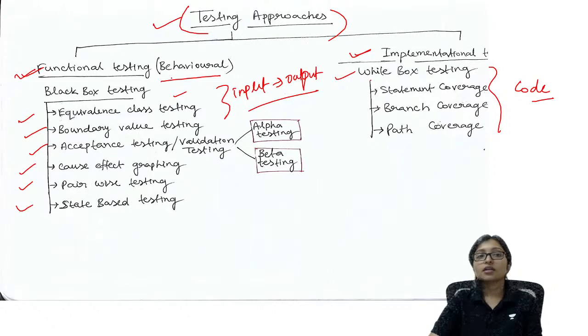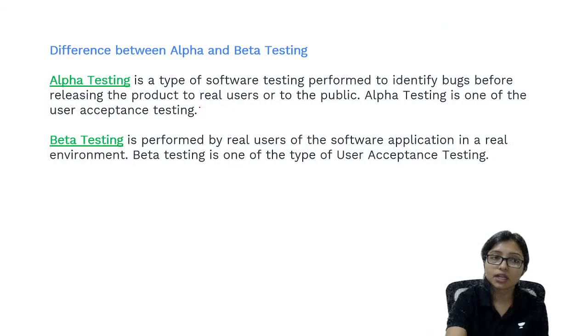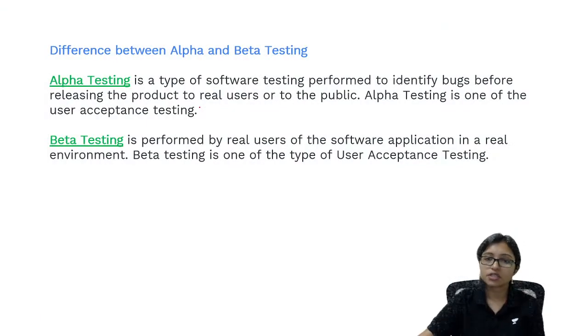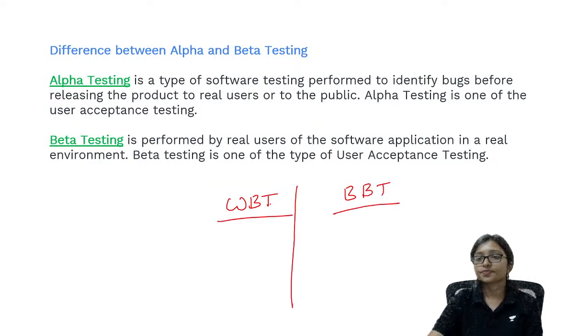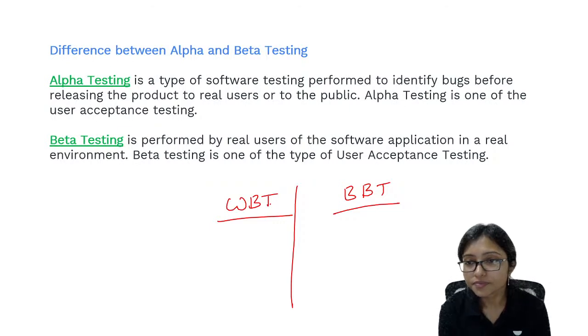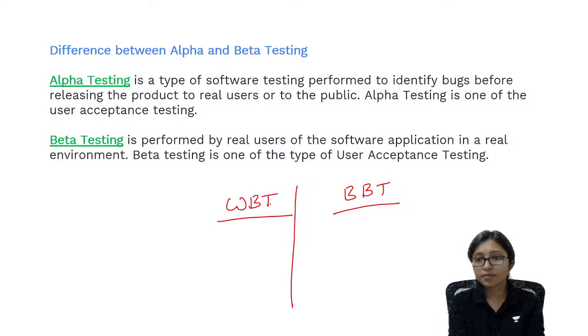Okay, so these are all white box and black box. Tell me what are the white box testing and what are the black box testing? Write down. White box and black box.